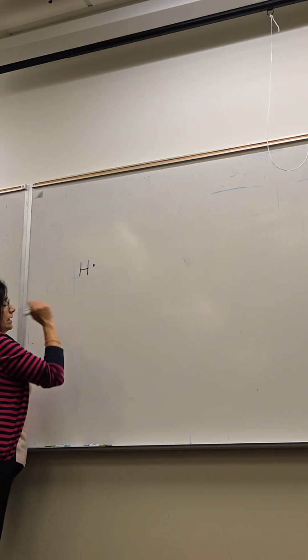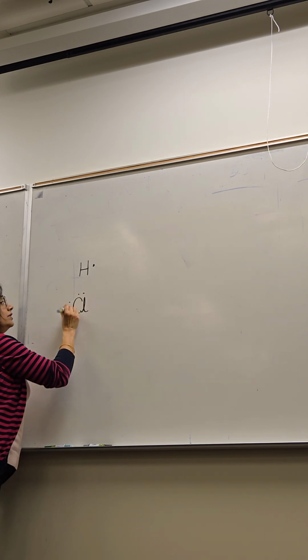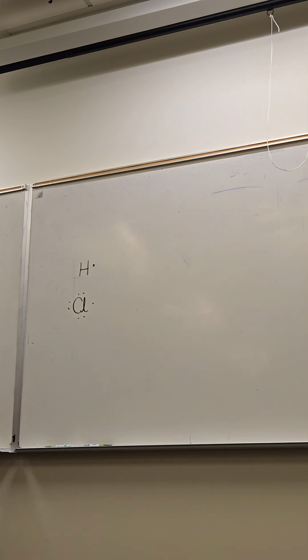How about chlorine? How many valence electrons does a chlorine atom have? Seven. So notice six of them are paired, but there's one unpaired electron. It's a radical. Isn't that right? Anything that has an unpaired electron is a free radical. So like nitrogen. Nitrogen can also be, absolutely.